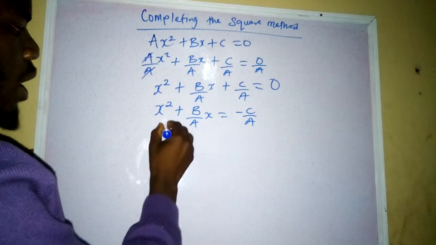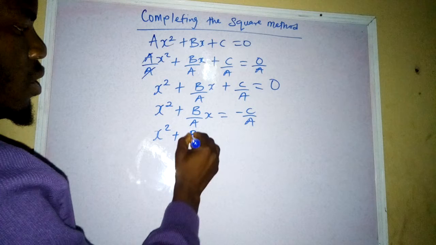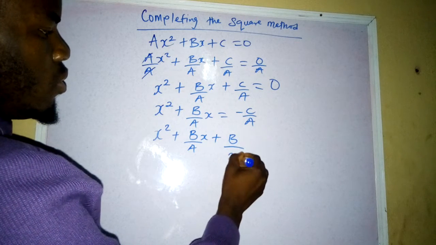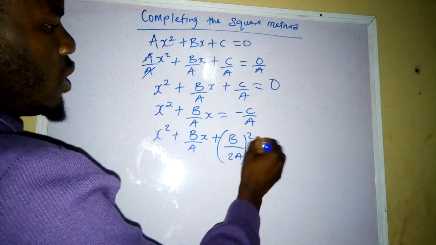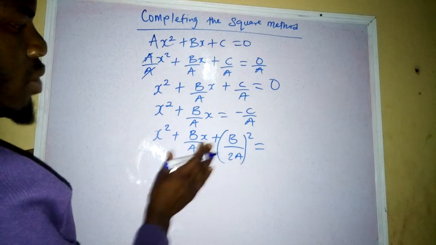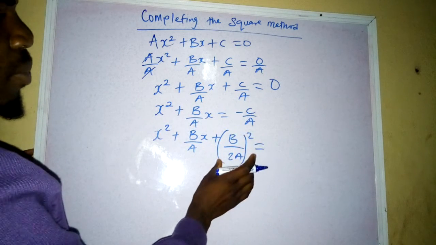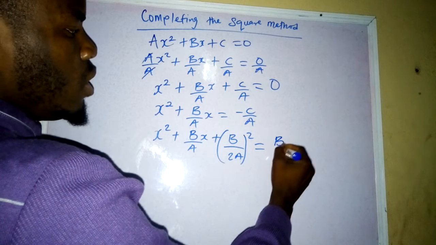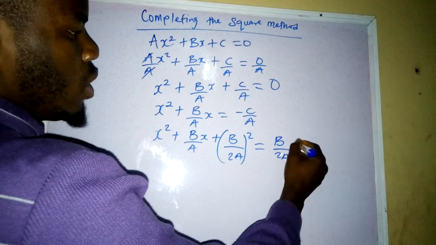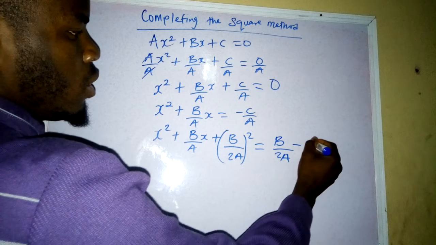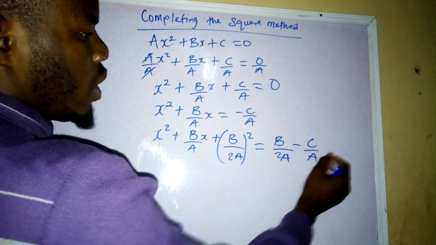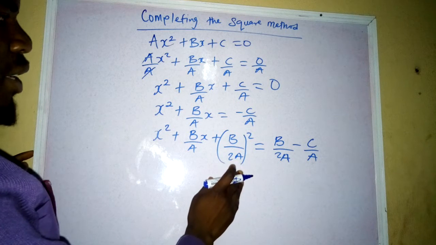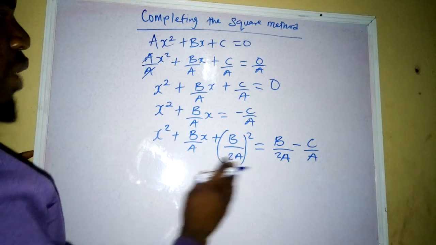So x squared plus b all over a x plus b all over 2a all squared equals, since we're adding this to both sides of this equation and this one is positive, we can write it before this negative term, so that we have b all over 2a, all squared, minus c all over a. So we have successfully added this to both sides of this equation.